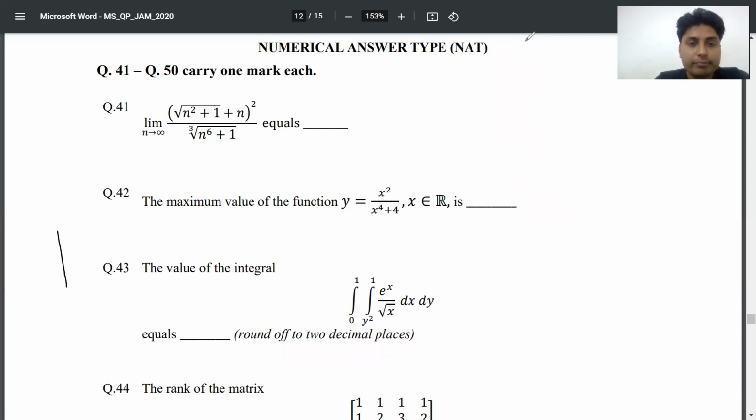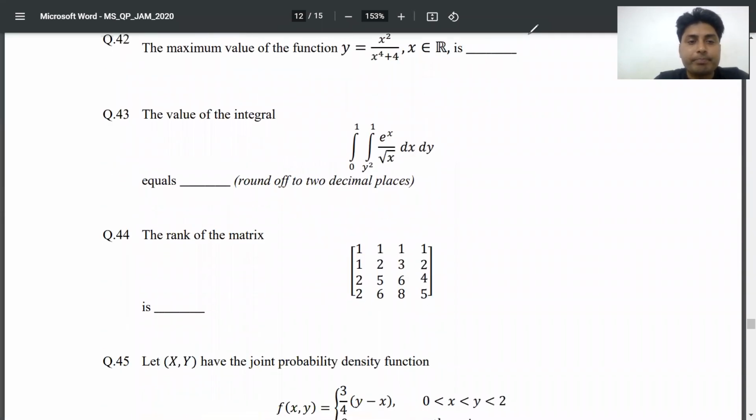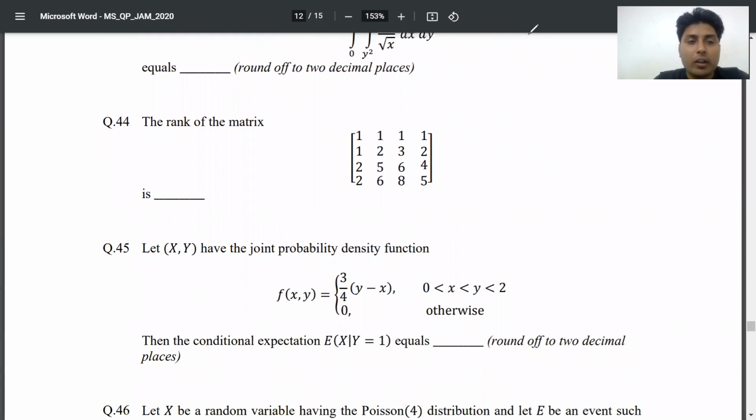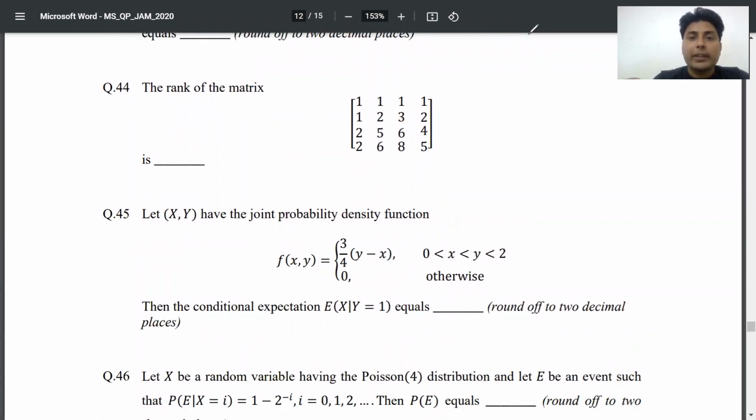44. So 44 is the question to find the rank. So for rank, just try to make this an upper triangular matrix, meaning make all the elements below the diagonal 0. Then the number of non-zero rows, or the number of linearly independent rows, will be the rank. So for that, what will I do? So we apply elementary operations.